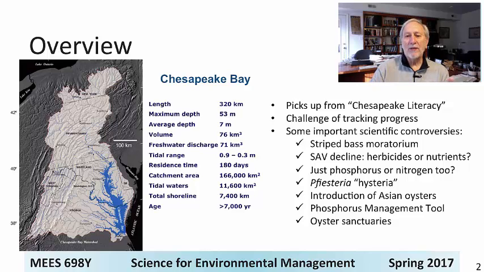So today, picking up from the Chesapeake Literacy lecture, we're going to look at the challenge of tracking progress in bay restoration, particularly with respect to dealing with the eutrophication problem and the total maximum daily load challenge. And then we're going to look more deeply into several scientific controversies that have played out over the years. They're listed here, ranging from the striped bass moratorium to issues related to the eutrophication problem to oysters and agricultural management.